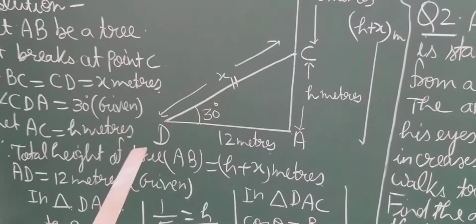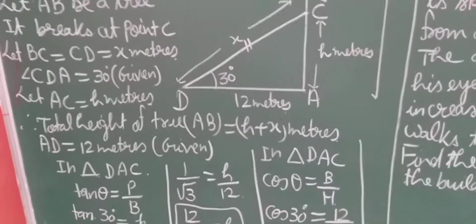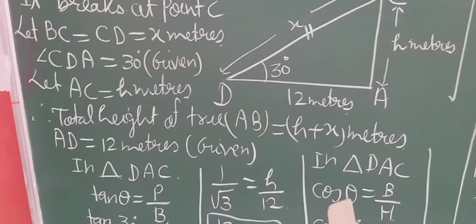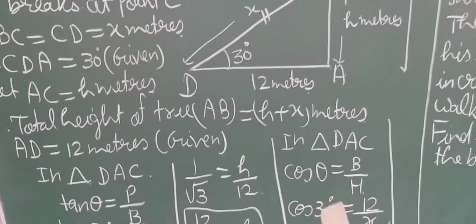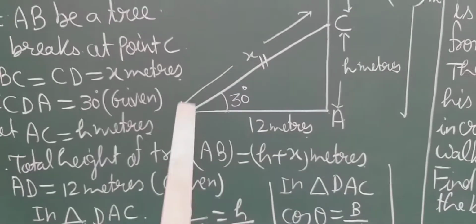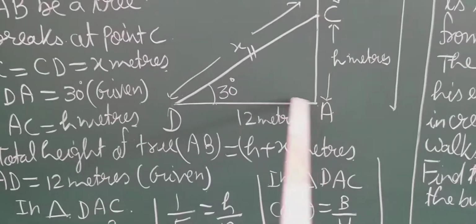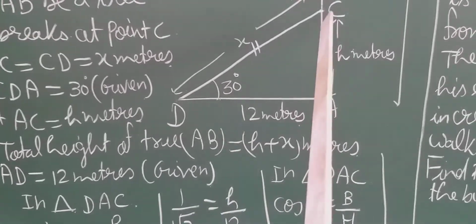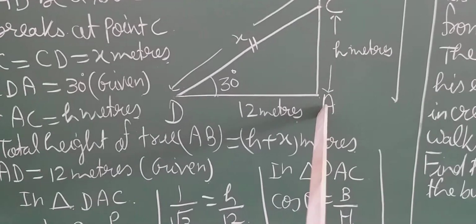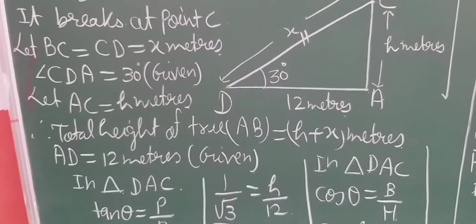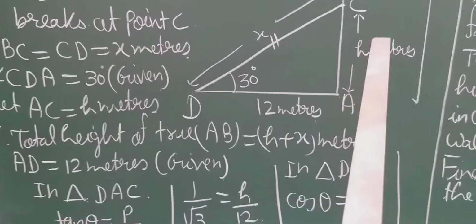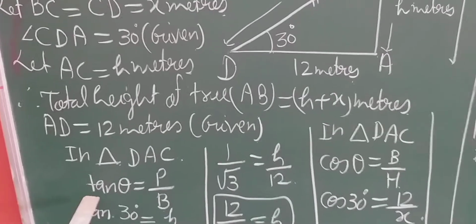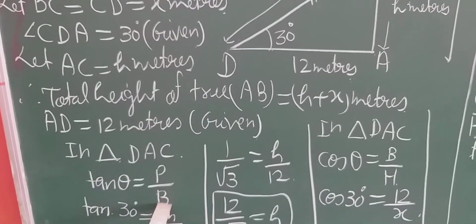Now in triangle DAC, we have to take a right angle triangle every time because the trigonometric ratios we can use in a right angle triangle. So in DAC, angle A is 90 degrees. So we are going to use tan theta. Why? Because we have to calculate the perpendicular and the base is given to us. So by the help of the base, we are going to calculate the perpendicular. That's why we have used tan theta equals P upon B.